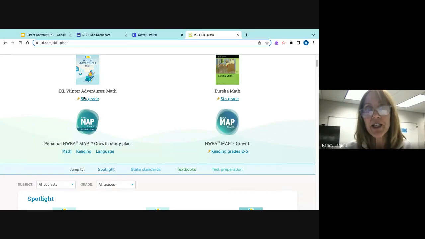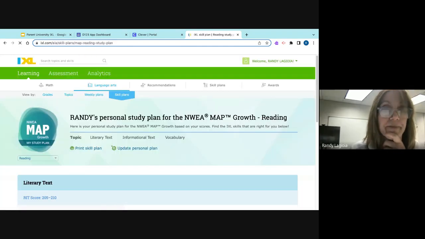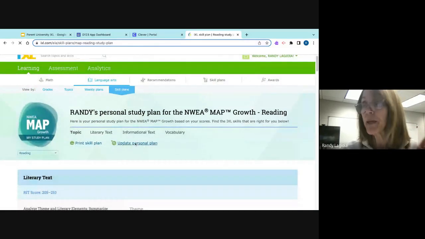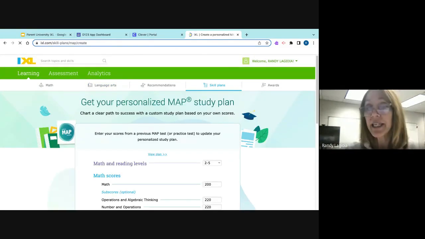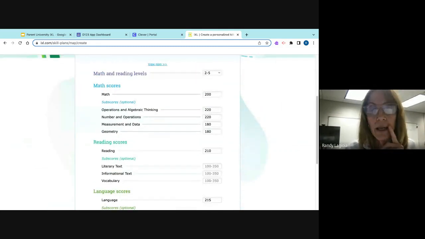I'm going to bring you down here to this personal MAP growth. There's one over here for reading. That's general MAP skills for grades 2 to 5. But IXL also allows us to create individual plans. So I'm going to go into reading here. You're able to input information based on the student's MAP scores. In some cases, the teacher has entered it. Parents, when you get that MAP report back, you're able to enter the scores. The student's able to enter the scores.